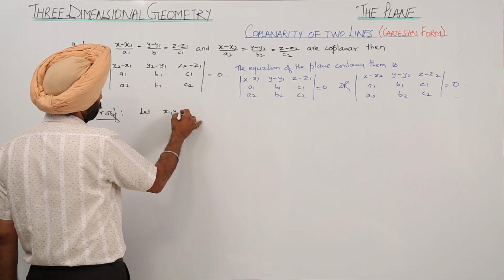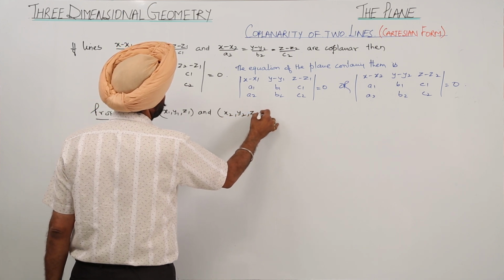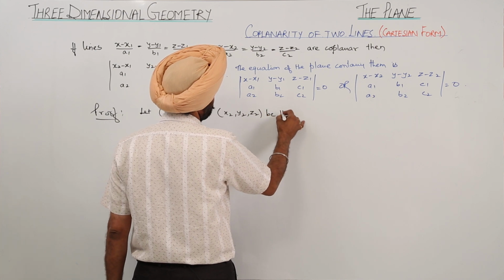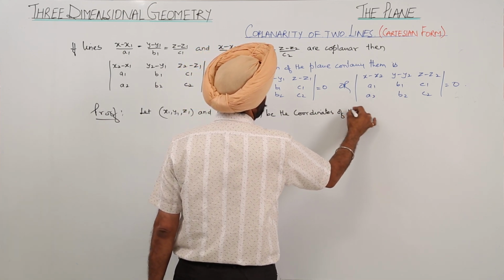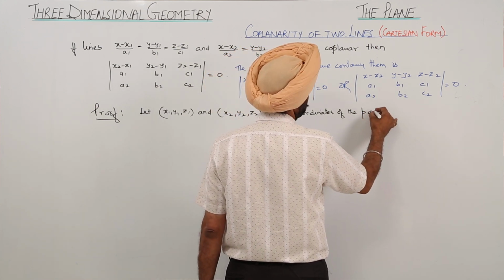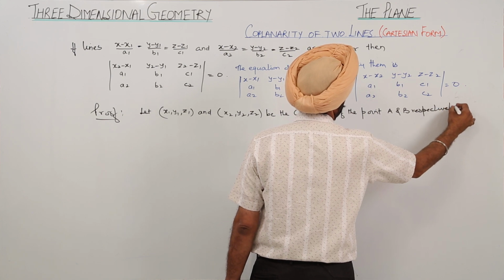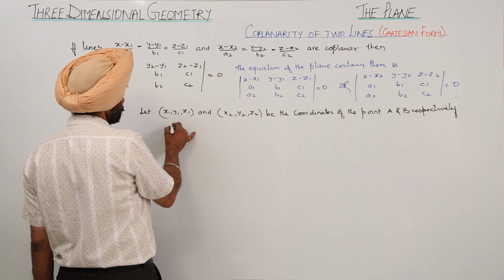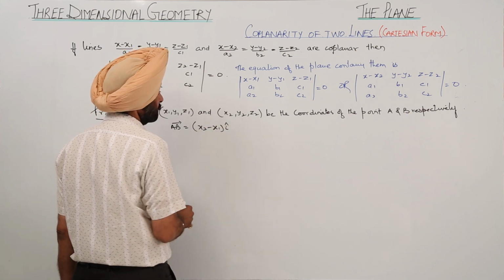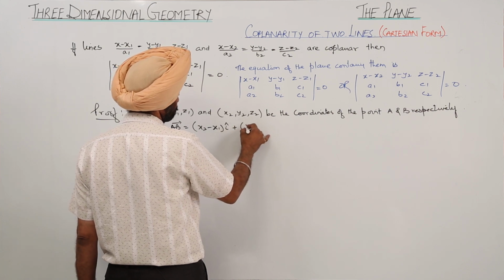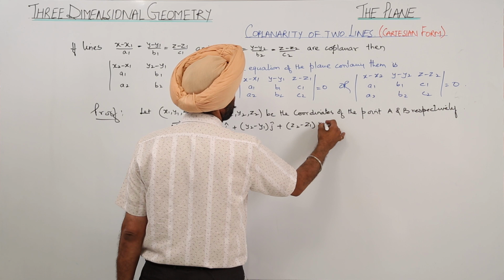Let (x1, y1, z1) and (x2, y2, z2) be the coordinates of the points A and B respectively. Now vector AB will be (x2 minus x1) i cap plus (y2 minus y1) j cap plus (z2 minus z1) k cap.